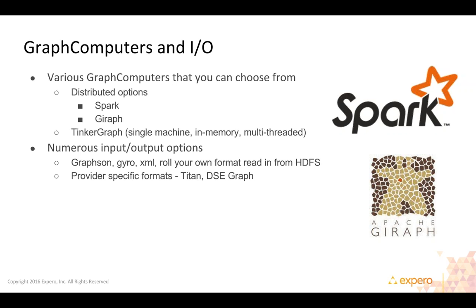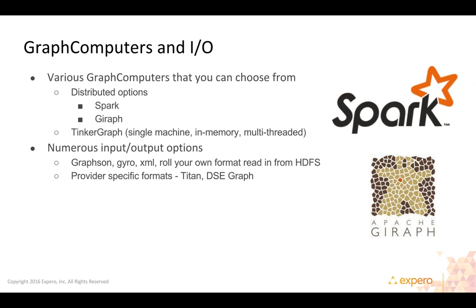There's also a single machine implementation for TinkerGraph, and so if you have a large graph but you could fit it, say, in your JVM heap on a single box, you can use this TinkerGraph. And so this is really nice because you get a multi-threaded graph computer on there, and it runs in memory. So for certain data sets, that's probably going to be the fastest way to go, just because you don't have to have this cross-machine communication that you do in the distributed approach.